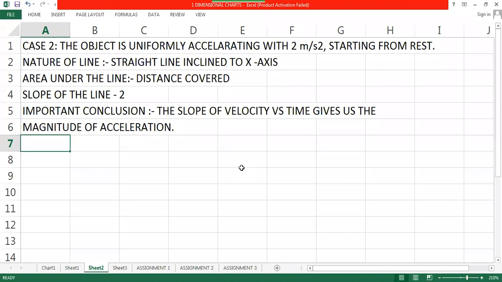So what is another important conclusion we can draw? The slope of the velocity versus time graph gives us the magnitude of acceleration, and the area under the line of a velocity time graph gives us the distance covered. So remember, we have two things to conclude from.